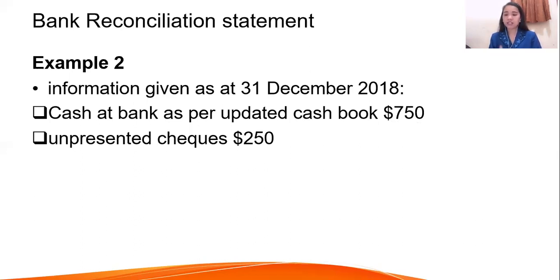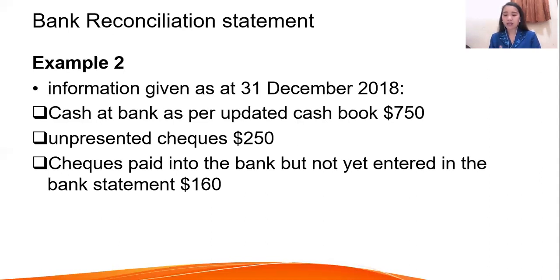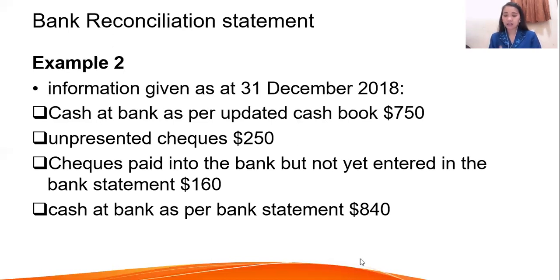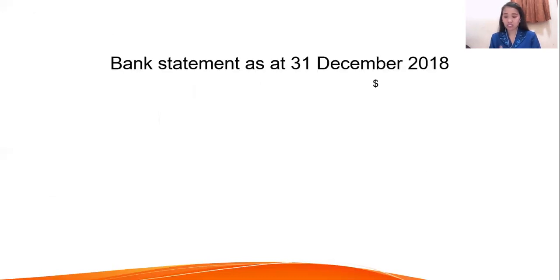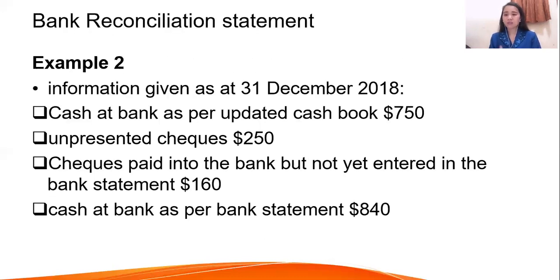And then he already mentioned there is an unpresented check of 250. Remember, take a look at the first video. What's the meaning of unpresented check? 250. And then a check paid into the bank but not yet entered in the bank statement, 160. And this is the last number: cash at bank as per bank statement is 850. So the question is, please make the bank reconciliation statement.